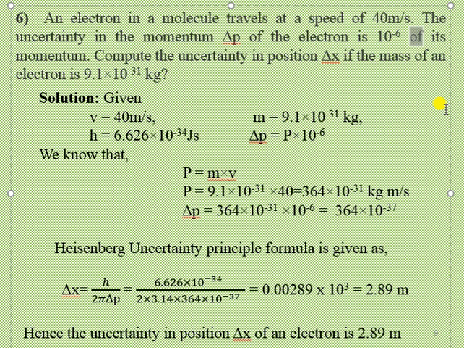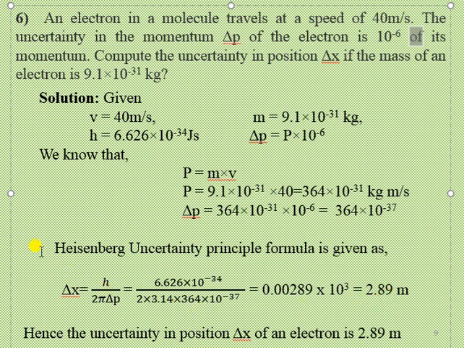The Heisenberg uncertainty principle formula is delta x equal to h upon 2 pi into delta p. It is equal to Planck's constant value divided by 2 into 3.14 into 364 into 10 raised to minus 37. It is equal to 0.00289 into 10 raised to 3, which is 2.89 meter. Hence, the uncertainty in position of the electron is 2.89 meter.